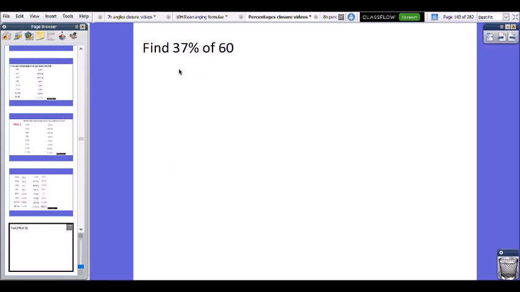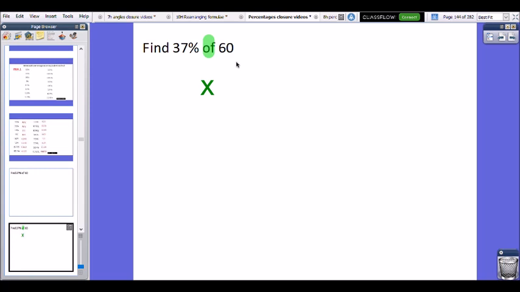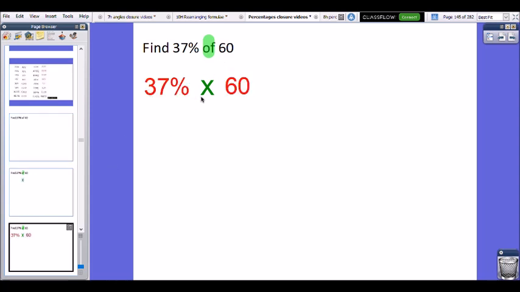Okay, so find 37% of 60. So we're moving on now. In earlier lessons, we looked at ways we could do these types of problems without a calculator, but today we're going to be looking at a quick way to learn this with a calculator. Okay. So in maths, this word of, very often it means multiply. So this question is effectively 37% times by 60.